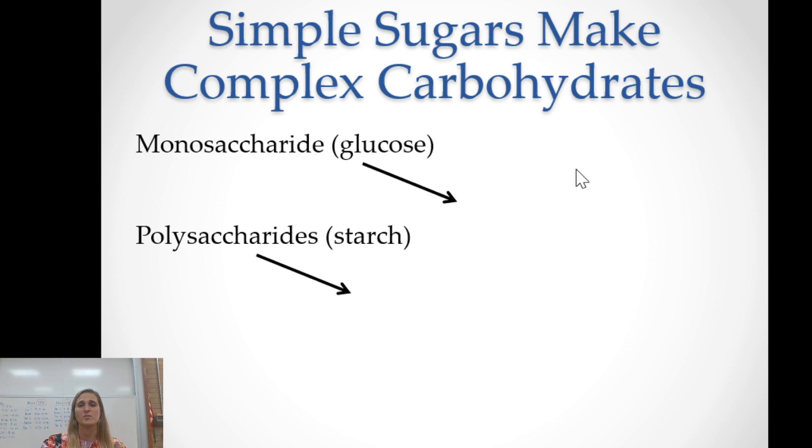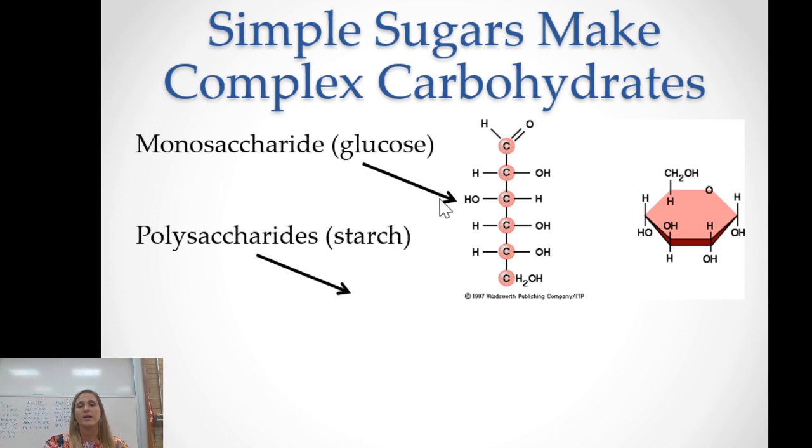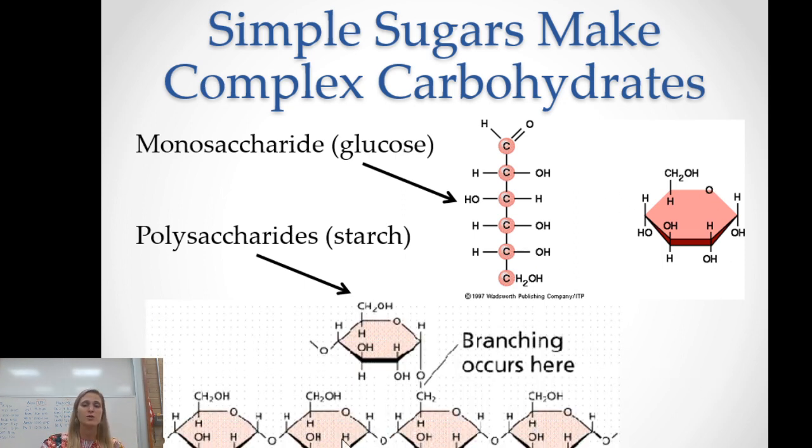Okay, so simple sugars make complex carbs. So in this case, this is just giving you an example, okay? Glucose is an example of a simple sugar, okay? And it's a monosaccharide, and so mono meaning one, okay? One sugar unit looks like that, and this is a ring structure, and then this is what it would look like if you just put the bonds together. And then a polysaccharide would be lots of those single units getting put together.